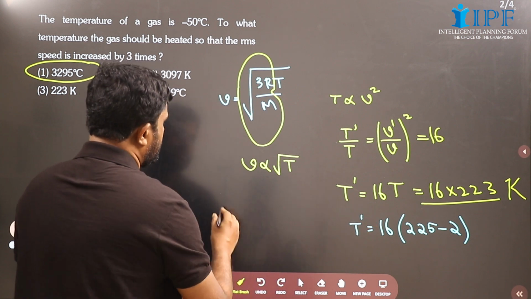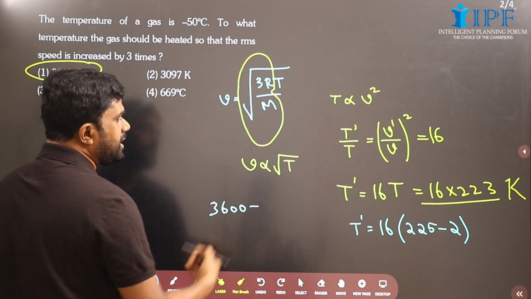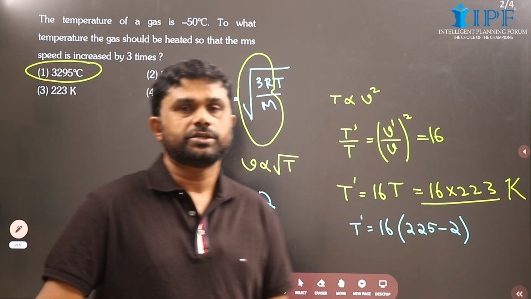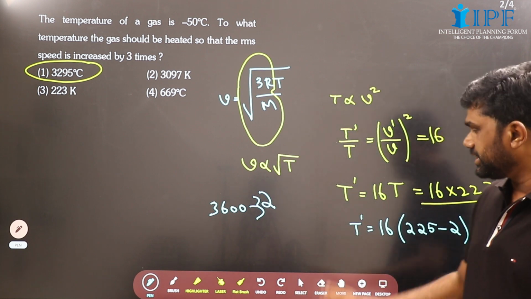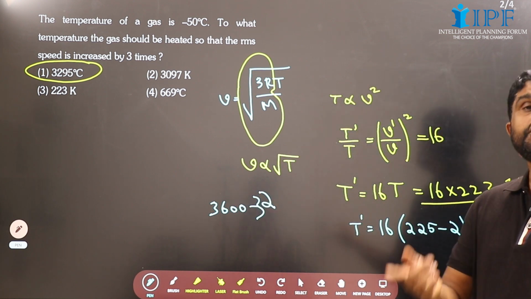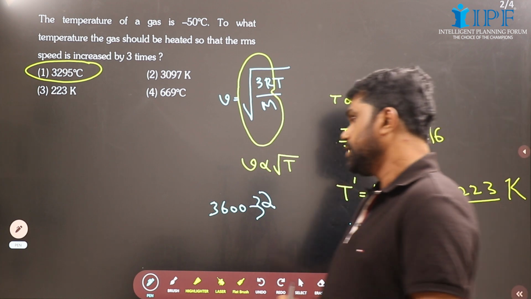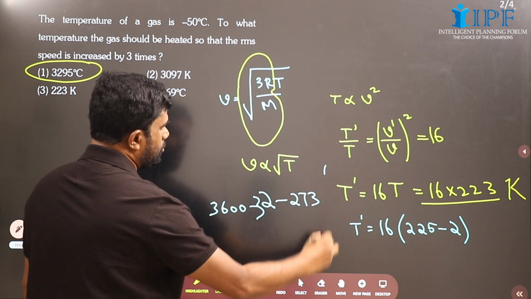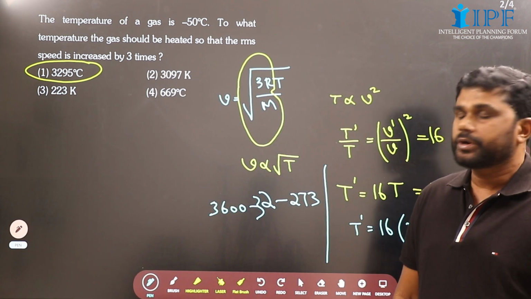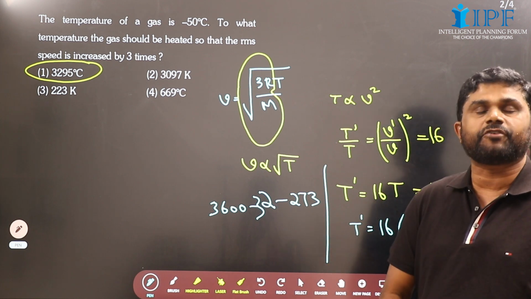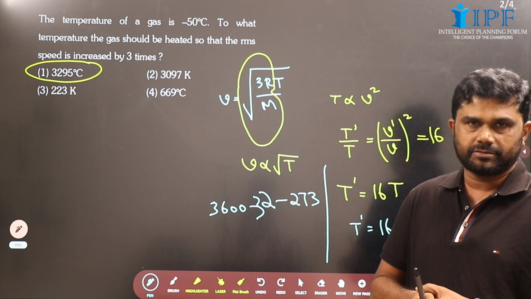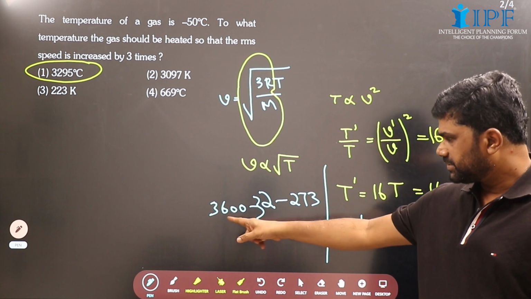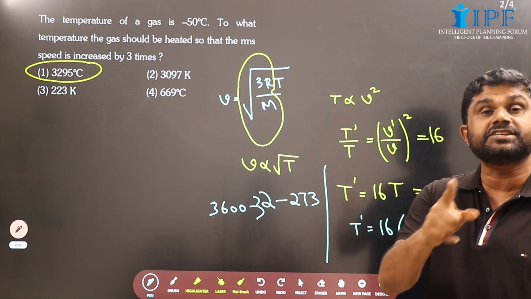3600 minus 2 into 16, that is 32. So you have to find 3600 minus 32. This will be the answer in Kelvin. To convert this into degree Celsius, you will have to subtract another 273. So this 32 plus 273: 270 plus 30 is 300, then 3 plus 2 is 5. Means from 3600 you have to subtract 305.